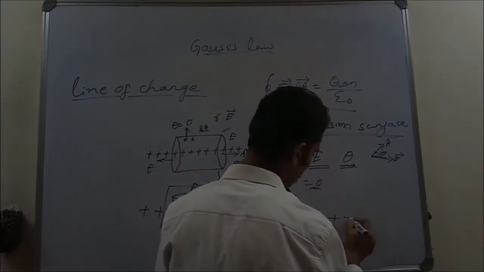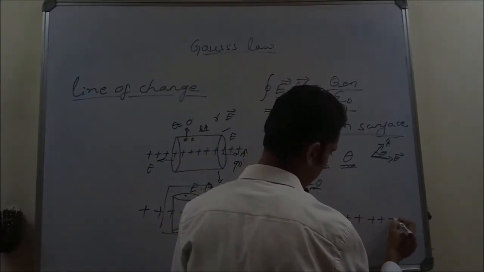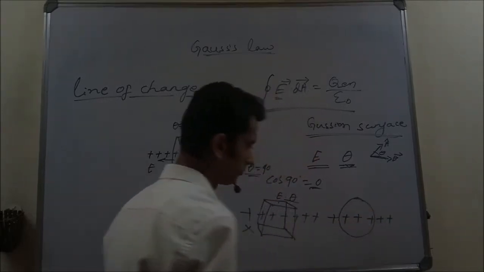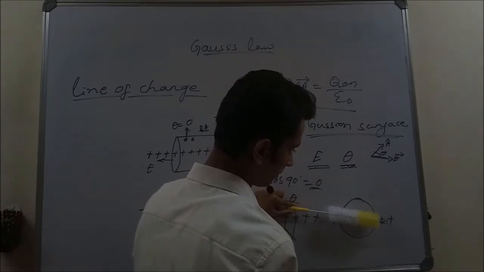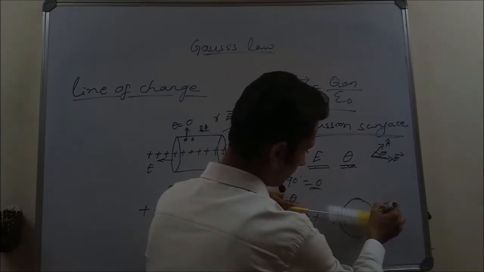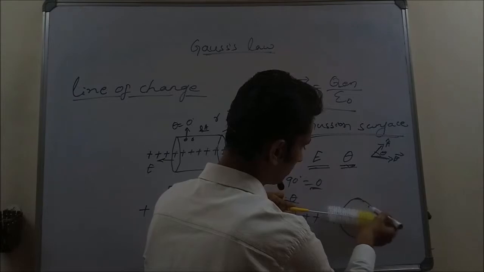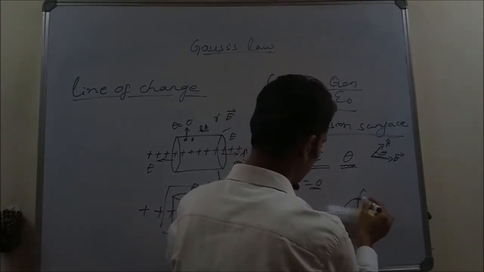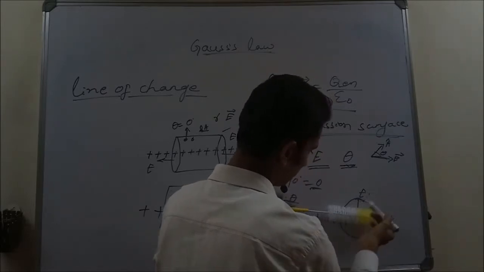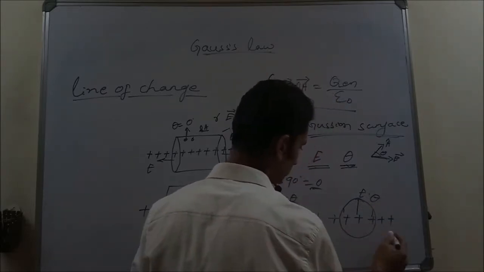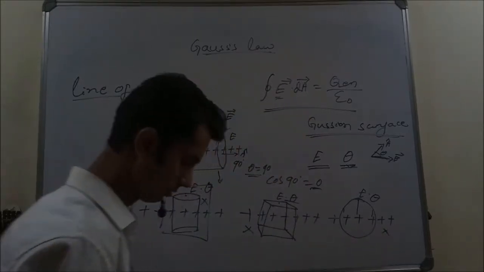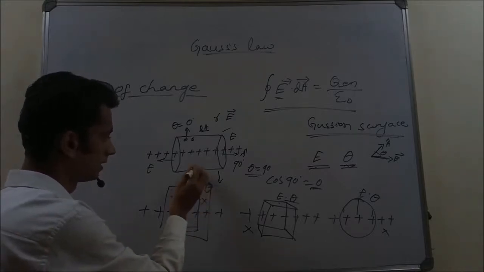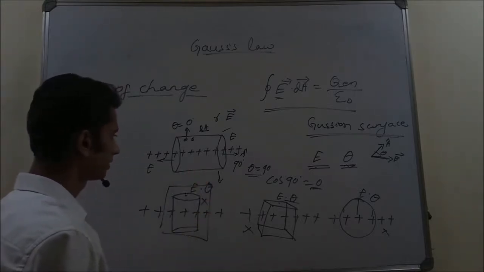If we choose a sphere as our Gaussian surface, then what will happen? The distance at the ends of the sides will be less, and at the center the distance will be more. So the electric field is not constant, and neither is theta. So we can't choose a sphere as our Gaussian surface either. So we can choose only a cylinder as our Gaussian surface for a line of charge, and we have to take this.